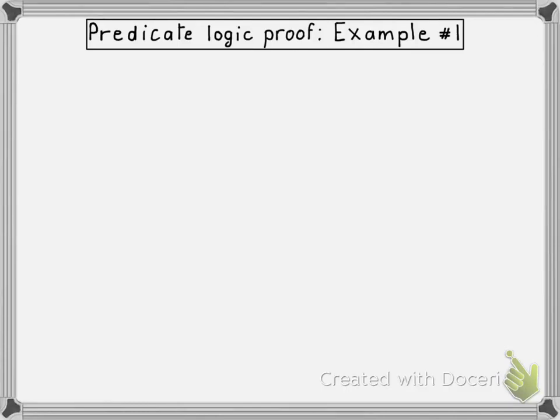Welcome back to this lecture on rules of inference and proofs in predicate logic. In this second segment, we're going to look at a concrete example of a proof in predicate logic. And that example will be the following argument.